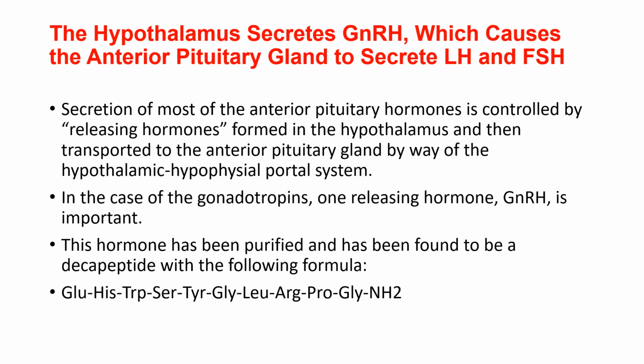The hypothalamus secretes GnRH, which causes the anterior pituitary gland to secrete LH and FSH. Secretion of most of the anterior pituitary hormones is controlled by releasing hormones, formed in the hypothalamus and then transported to the anterior pituitary gland by way of the hypothalamic hypophyseal portal system. In the case of the gonadotropins, one releasing hormone, GnRH, is important. This hormone has been purified and has been found to be a decapeptide with the following formula.